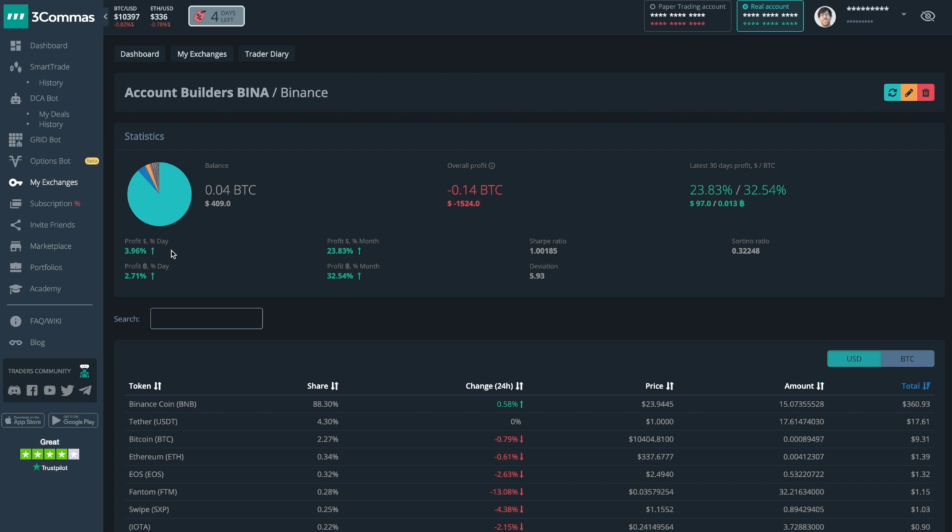Over here, you can see the profit today in USD and Bitcoin, profit in USD and Bitcoin and percentage for the month, and then the Sharpe ratio. Now, these ratios right here are traditional investment ratios. And essentially what these are is they're telling you if this is a good allocation of a portfolio.